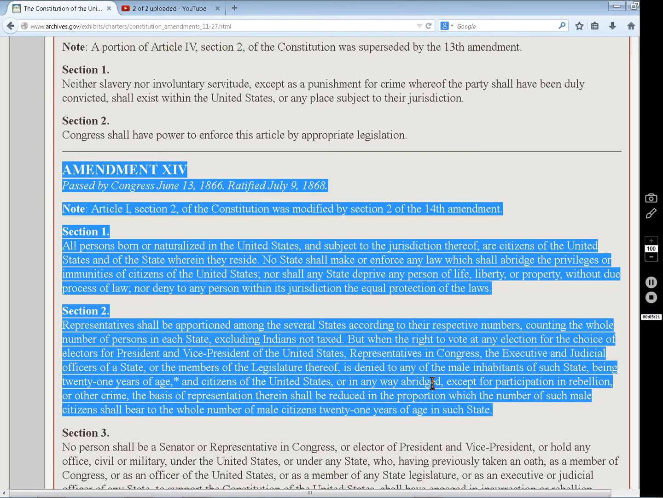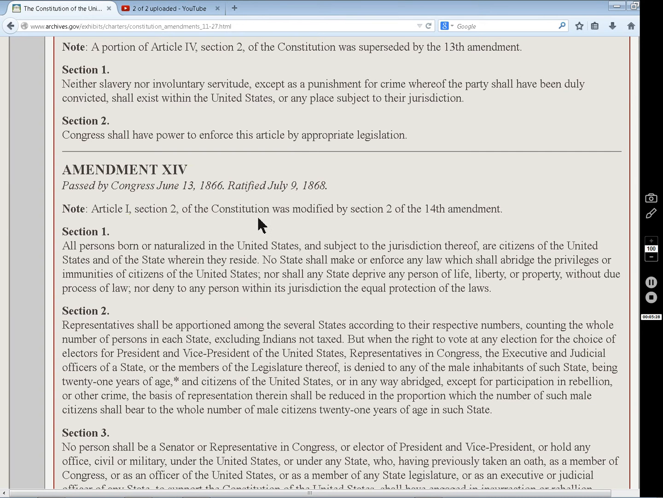Amendment number 14, passed by Congress on June 13th, 1866, ratified on July 9th, 1868. Note: Article 1, Section 2 of the Constitution was modified by Section 2 of the 14th Amendment. Section 1. All persons, this is the one. All persons born or naturalized in the United States and subject to the jurisdiction thereof are citizens of the United States, capital U, capital S, and of the state wherein they reside.